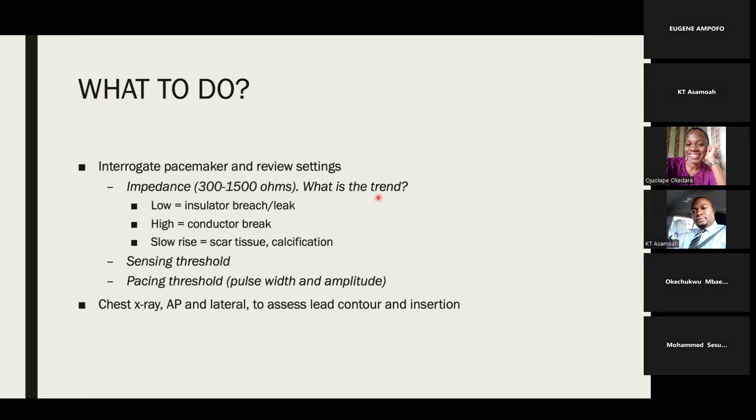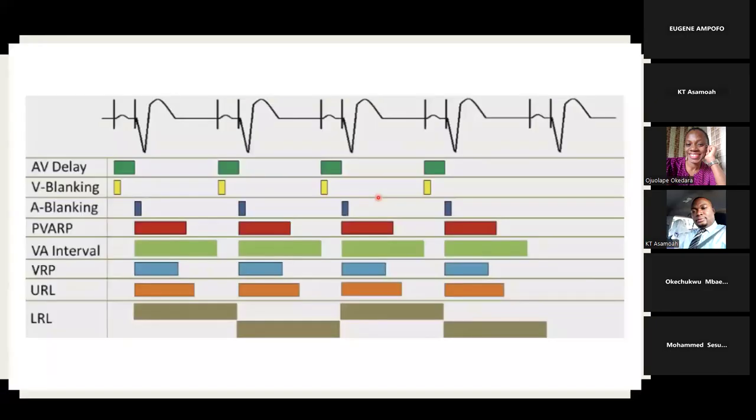So if the impedance is low, you should consider the fact that the insulator around the lead may have been breached. If it's high, the lead may be fractured, and so there's resistance to flow. If it's been rising gradually, you should consider that maybe scar tissue has formed, so now there is more resistance, or there's calcification, which is increasing resistance. You also look at the pacing threshold and the sensing threshold. You would want to do a chest X-ray for these patients to look at the contour of the leads and see where they are inserted.